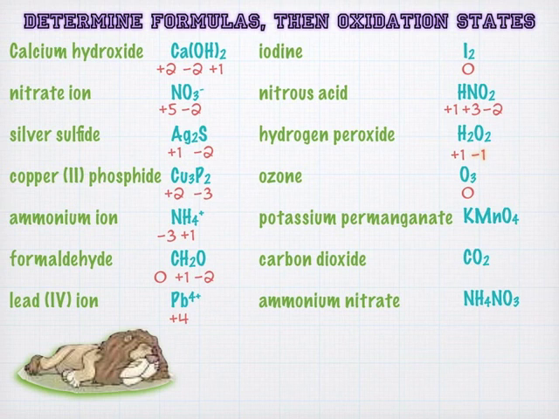Potassium permanganate, four negative two charges. With the plus one off potassium means that manganese has to be a plus seven to pull its weight. Positive one, positive seven, minus two, minus two, minus two, minus two. Carbon dioxide, we're dealing with two negative twos and a positive four.